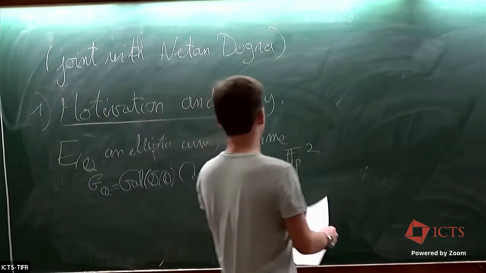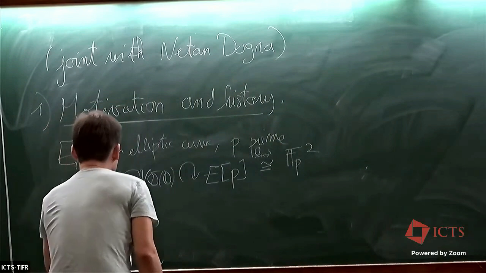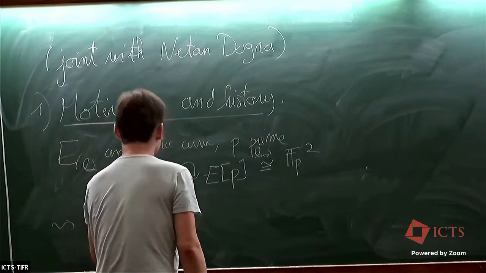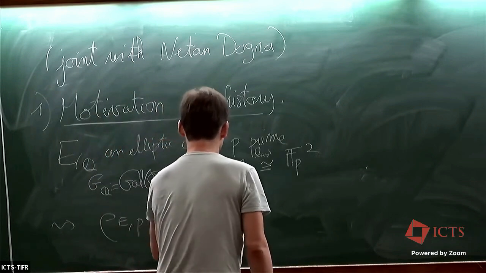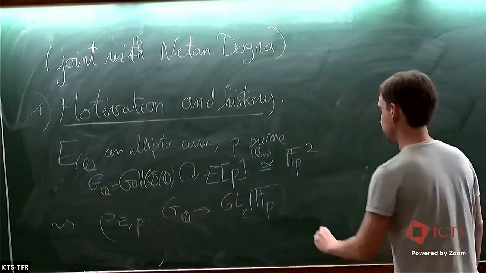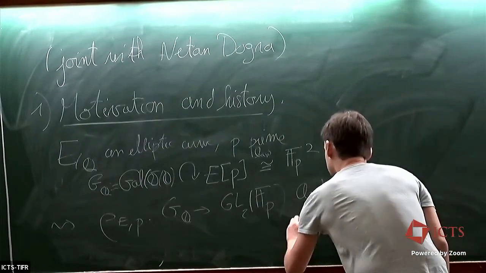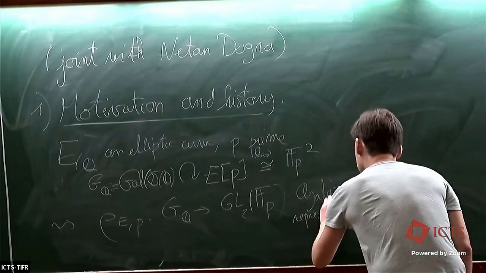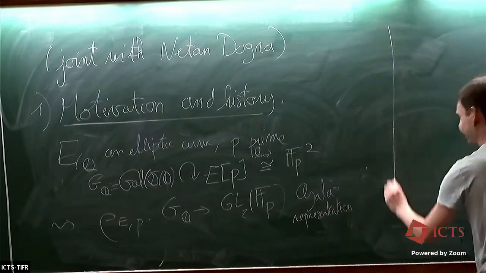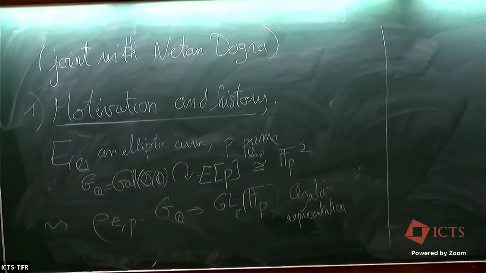So this defines, after choice of basis, rho_{E,P} from G_Q to GL_2 of F_p. This is our Galois representation. And in some sense, as opposed to a previous talk, the questions we'll ask are sort of basic afterwards. It's what is the image?